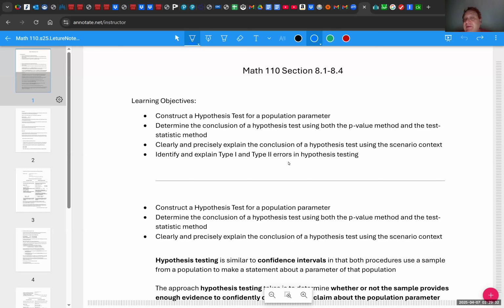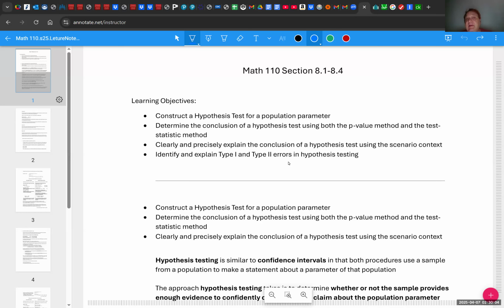Your homework's going to ask you to demonstrate that you can use either one. But when it comes time to do a midterm or a final, you could just focus on the one that you prefer. The third learning objective that is important for these sections is to be able to clearly and precisely explain the conclusion of a hypothesis test using the scenario context, using the word problem words. So being able to write a correct and precisely clear conclusion is really an important goal for statistics students.